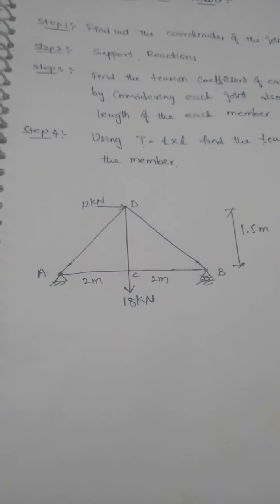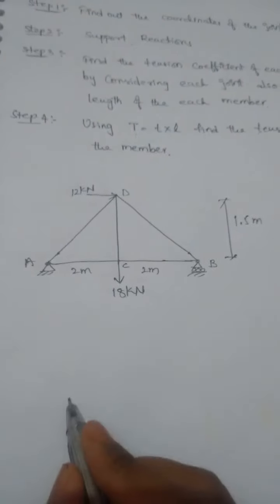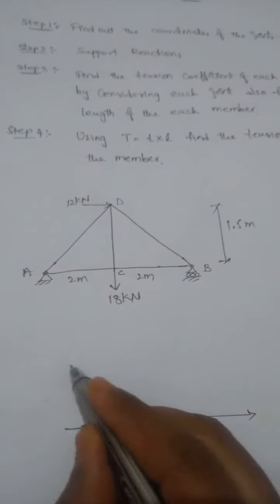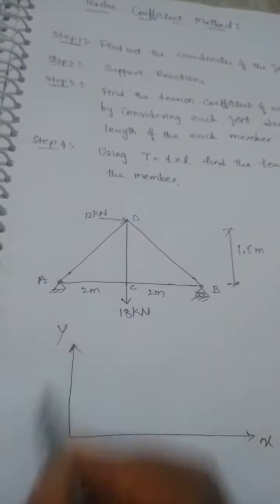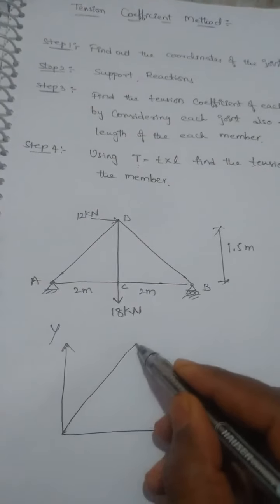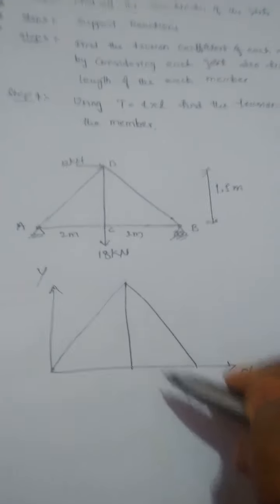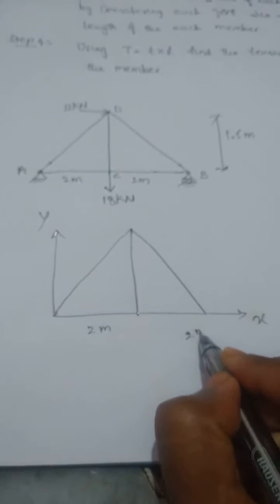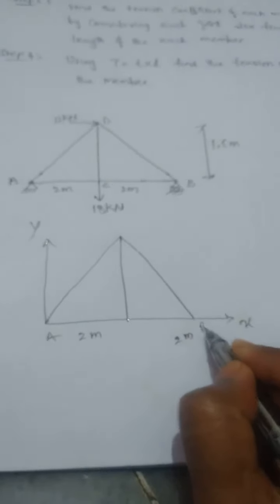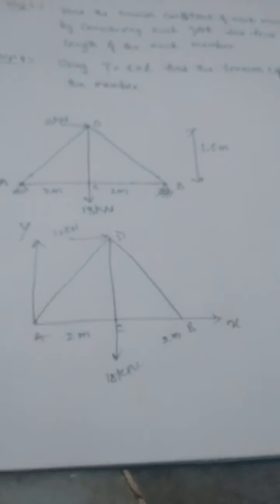So here you can draw the coordinates for this diagram. Then you can find the coordinates, x and y. From here we have the triangle like this. These are the members. So it is 2 meters and this is also 2 meters. Let's say A, B, C, D. There is load. Forget about the loads, it's not a problem. We just need the joints first.